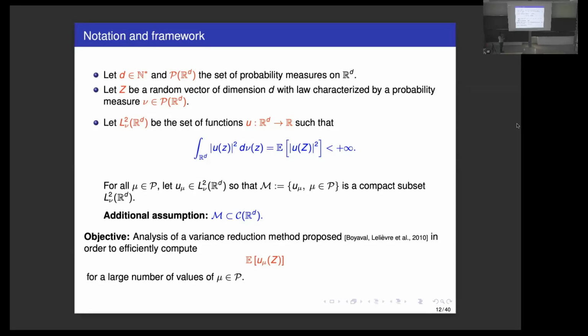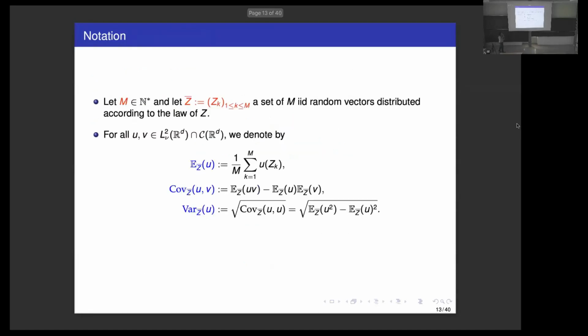So the objective of this work was first to analyze from a mathematical point of view the variance reduction method, which was proposed by Sebastien Boyaval and Tony Lelièvre. And their aim was to efficiently compute the expectation of u_mu(Z), for many values of the vector parameter mu. They wanted to do that using a control variate method based on reduced basis.